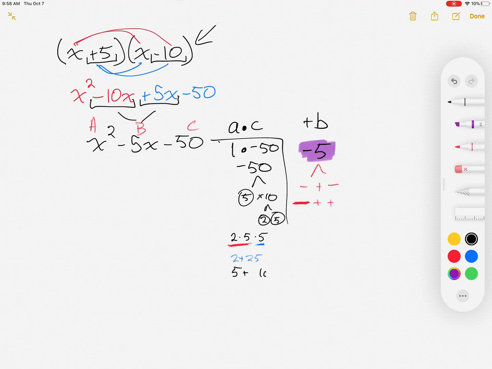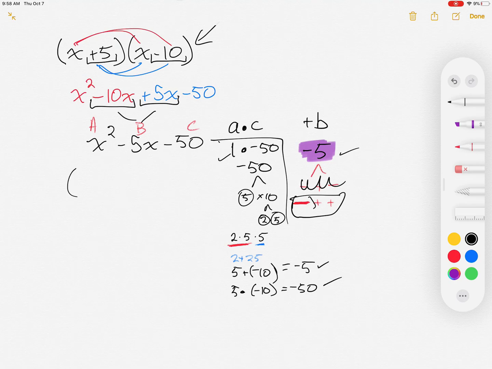5 plus 10. Remember what we decided. It's got to be this one. I need a bigger negative plus a smaller positive. So I have my two factors. 5 plus negative 10 gives me negative 5. 5 times negative 10 gives me negative 50. I found my two numbers. Okay, they're positive for both columns. Check and check. So what do?